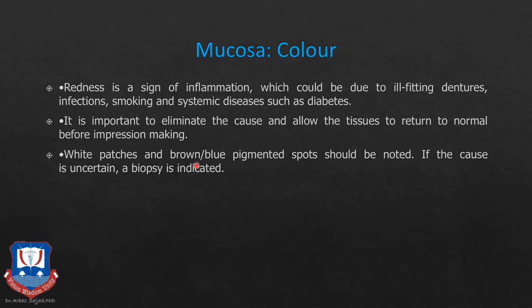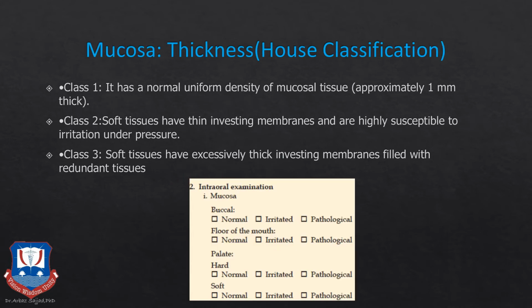Coming first to the mucosa. Mucosa should be examined for any redness, which would be a sign of inflammation, which could be due to ill-fitting dentures, smoking or systemic disease such as diabetes. It is important to identify and eliminate the cause and allow the tissues to return to normal before making the final impression for the denture construction. White patches or brown or blue pigmentation spots should also be noted, and if the cause is uncertain, a biopsy is in order.